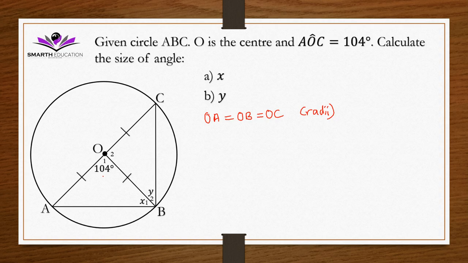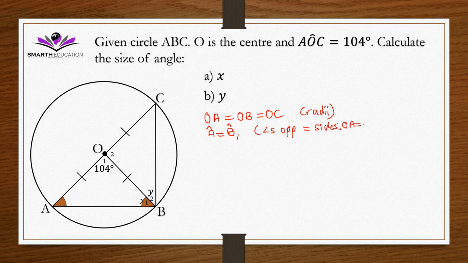If you check triangle OAB, this is triangle OAB. It's an isosceles triangle because OA is equal to OB. So it means these two angles, B1 and angle A, are equal. So we can write that angle A is equal to angle B1. Why? Because these are angles opposite equal sides, right?